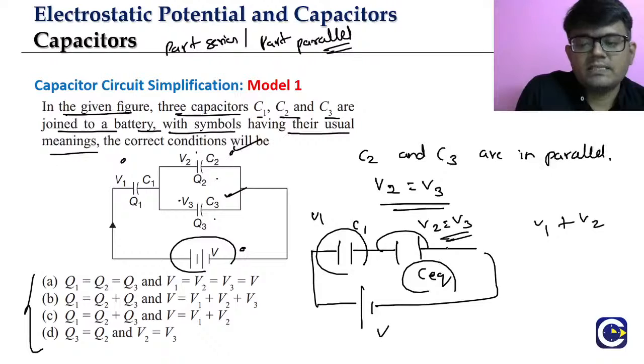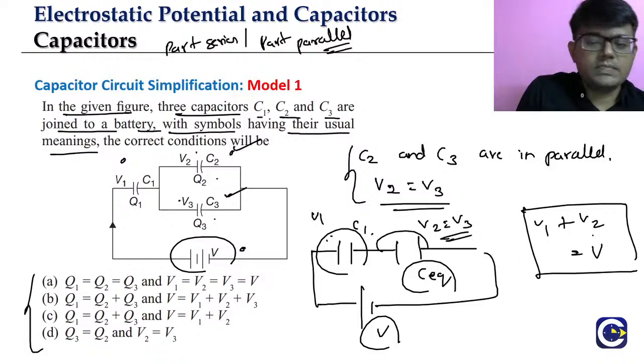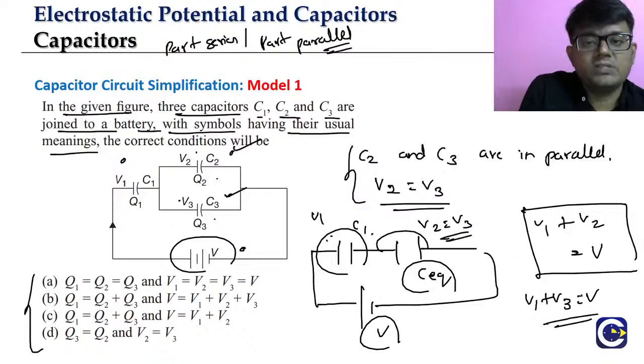The equivalent capacitance, what will be the potential difference across it? Either V2 or V3, and V2 and V3 both are the same. So V1 plus V2 is the source voltage. So potential difference across capacitor 1 plus potential difference across the equivalent capacitor is how much? Source voltage, which means V1 plus V2 is equal to V. We can also say it like V1 plus V3 is equal to V, because V2 is equal to V3, right?